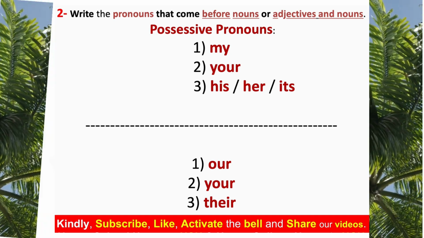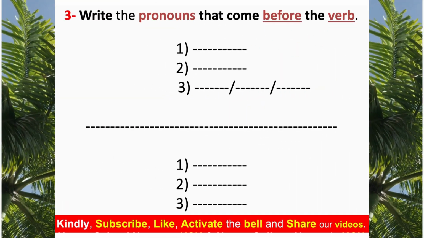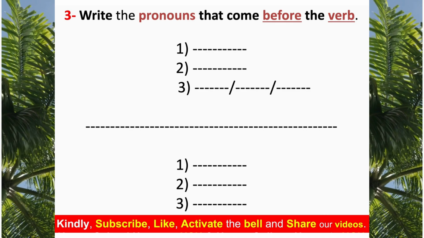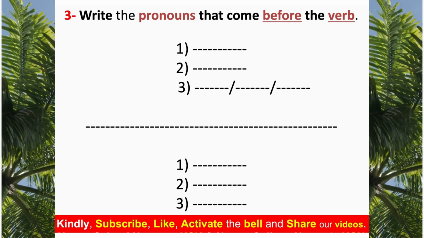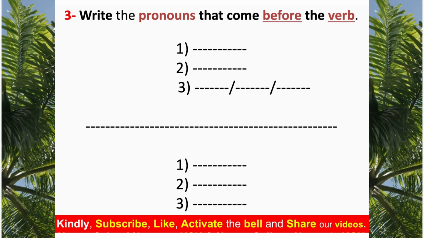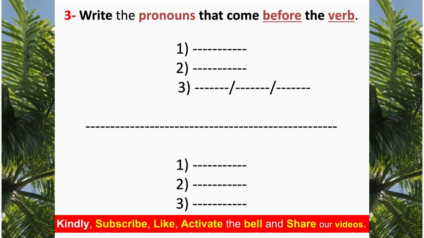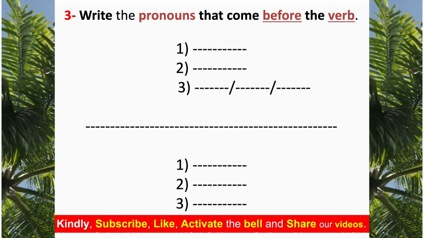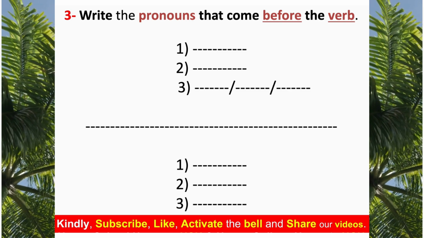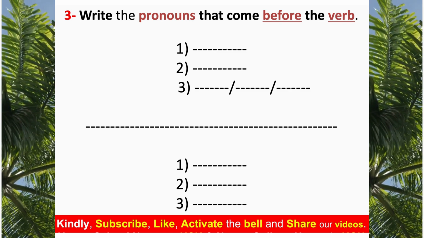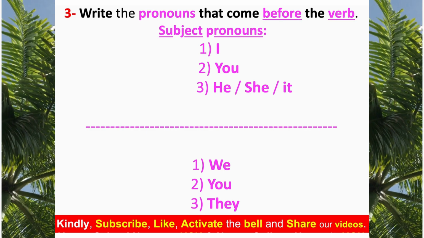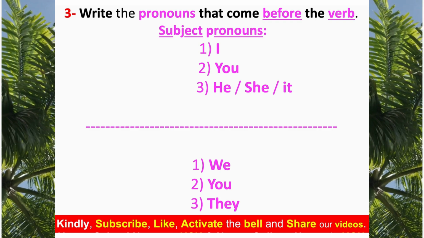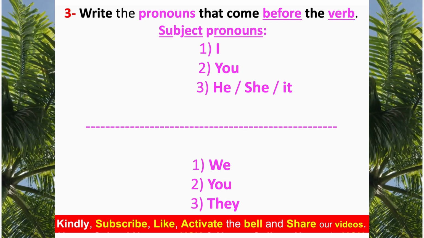Let's go to number 3. In number 3, write the pronouns that come before the verb. So if I take the verb speak, can we say speak me? Or me speak? No. Can we say my speak? No. So we say I speak. Let's see the answers. So the pronouns that come before the verb, we call them subject pronouns because they come before the verb, because they do the verb.